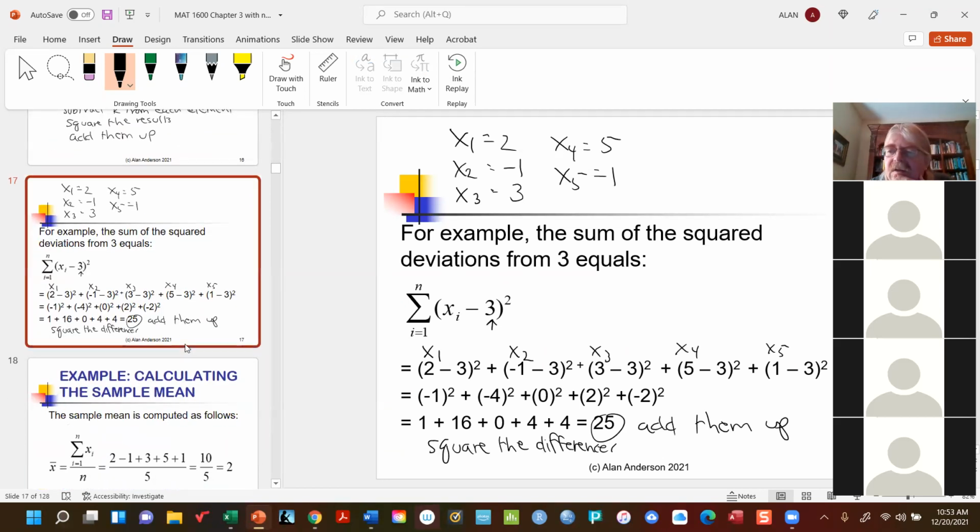All right, so that was our little tutorial on the summation operator. But remember, you're going to see this formula. It'll show up in a lot of formulas in statistics. So that's why it's so important to be comfortable with it right now.